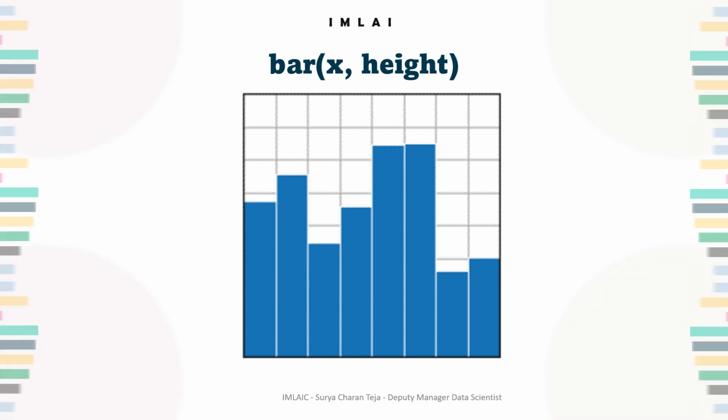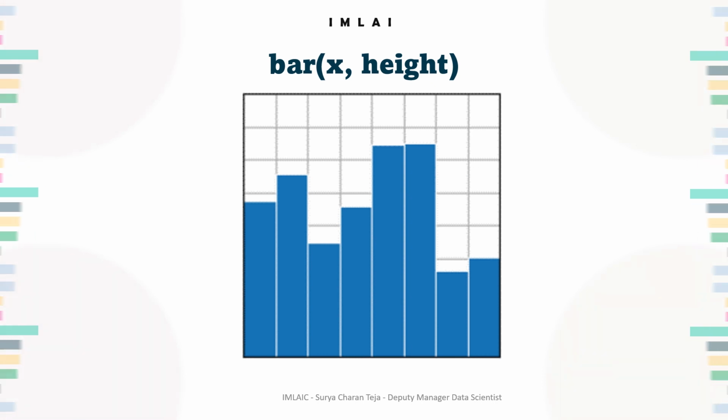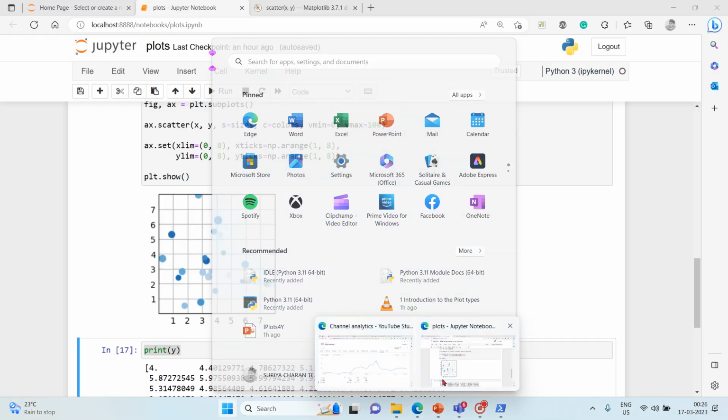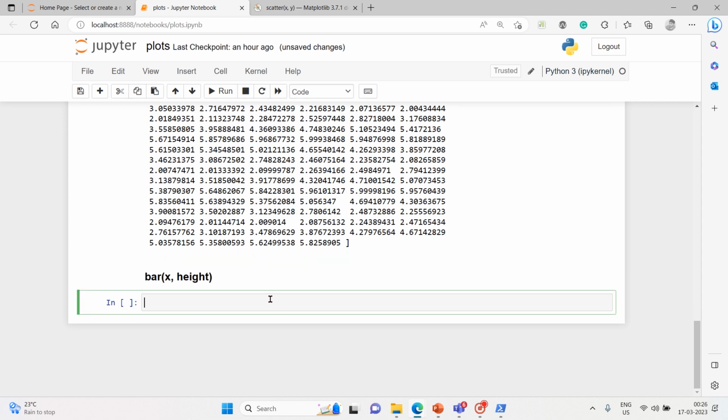So there are different types of bar graphs, which we will look at. But before that, we just want to take one example. We'll create one bar graph and see how things work. So let's get into our Jupyter notebook editor to make our bar graph. So bar of x comma height. Okay, this is our bar graph or bar chart.